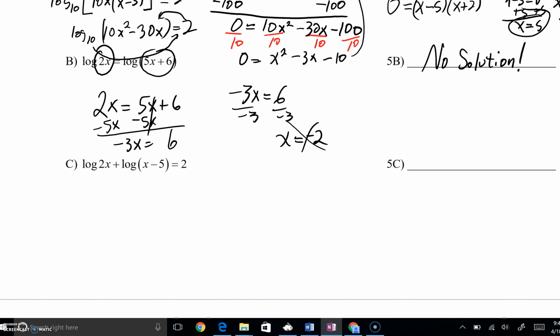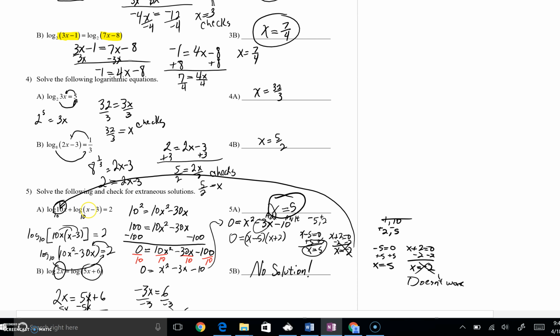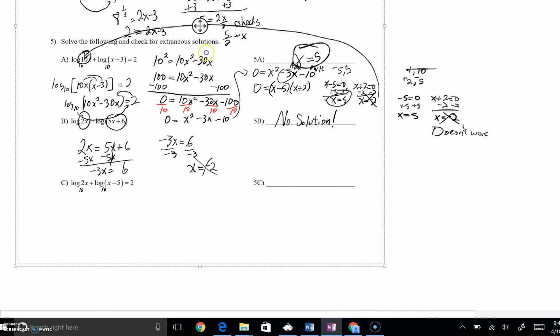For 5C on our Algebra 2 8.6 practice test. Remember that when you're adding two logs with the same base, they both would have a base of 10. You can condense them just like we did in 5A. It's very much like 5A if you think about it.